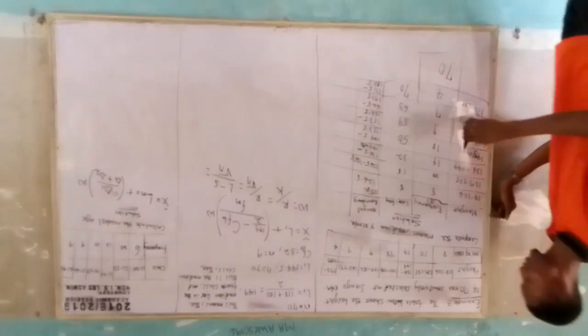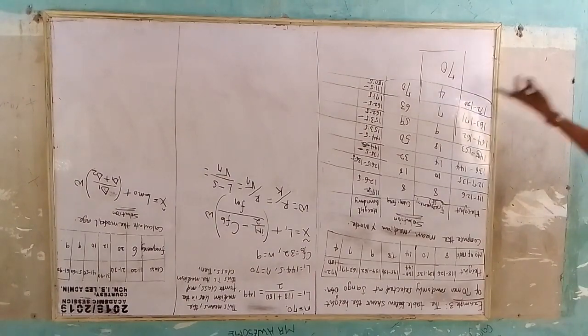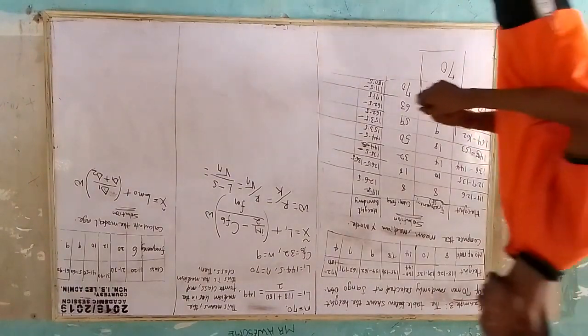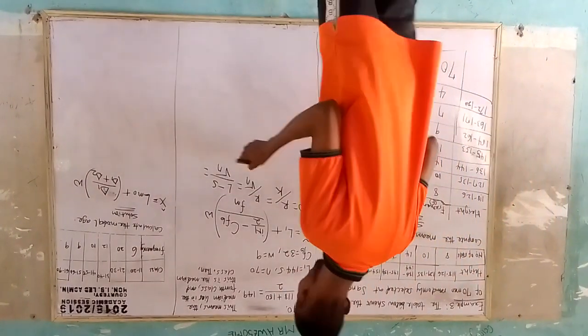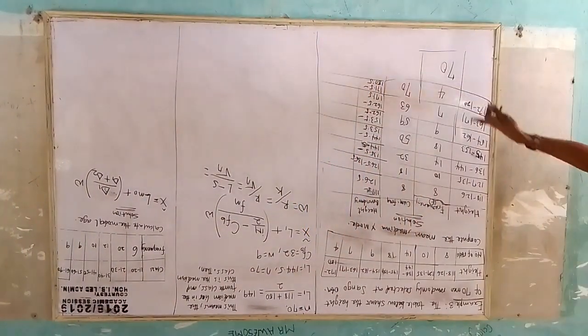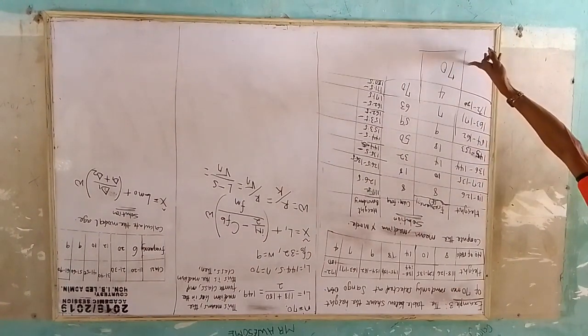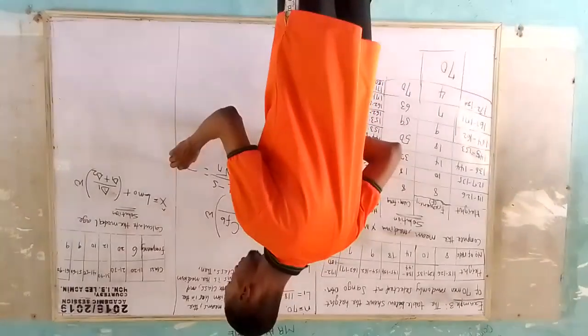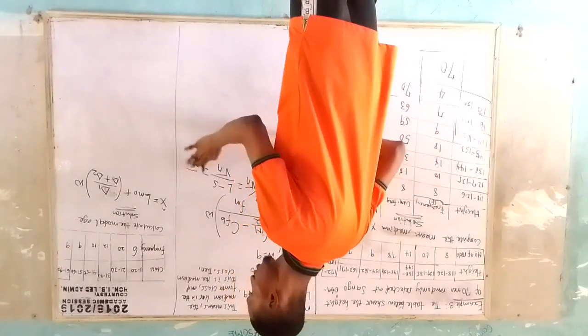Largest observation we have in this table. It ranges from here now, 180 to 118. The total number of observations we have is 70. So this is 70. Square root of 70 is what? Square root of 70.